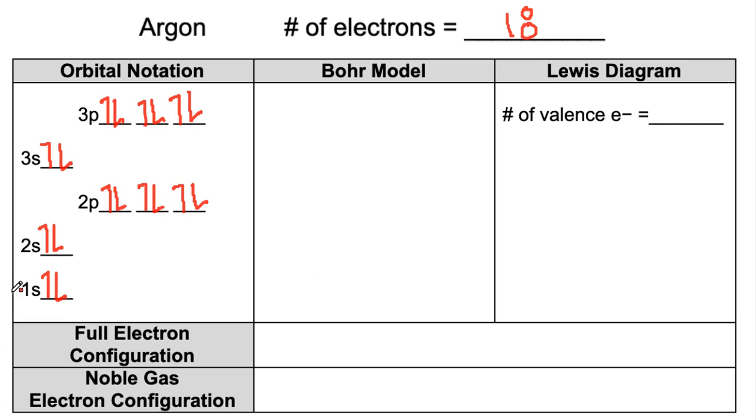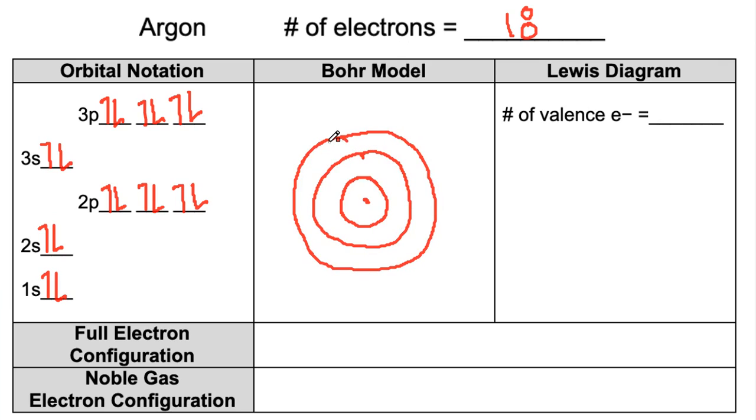Okay, Bohr model. I notice that there are electrons in 3 energy levels, so I need to draw 3 shells. 1, 2, 3. In the first energy level, there are 2 electrons. In the second energy level, the s and p together, 2 and 6, gives 8 electrons in the second energy level.